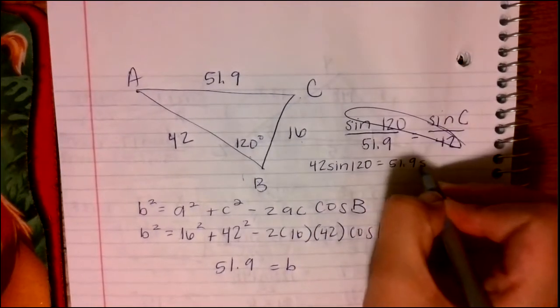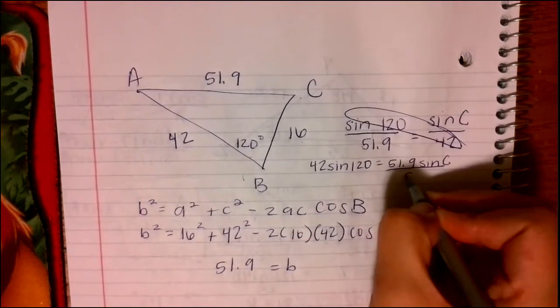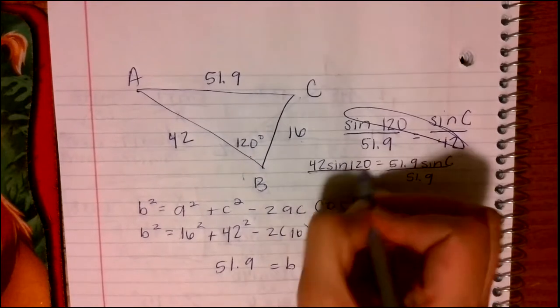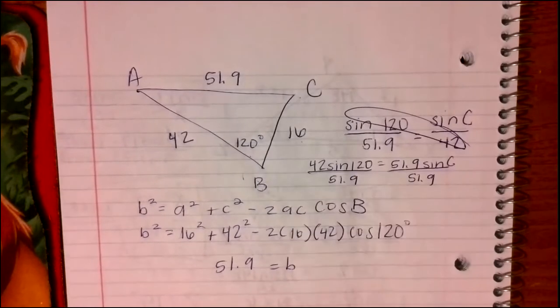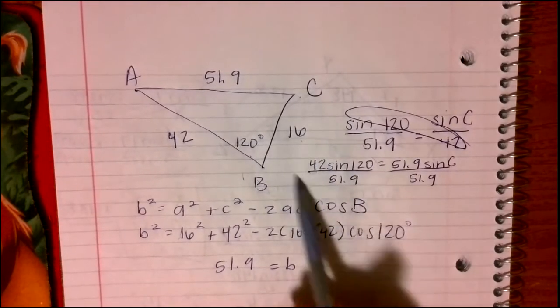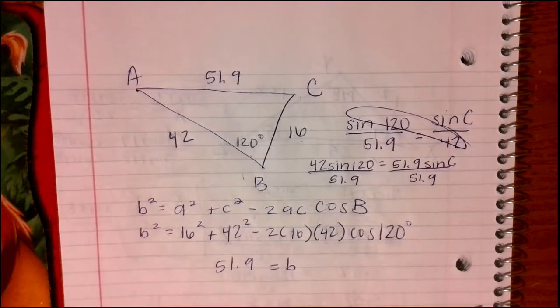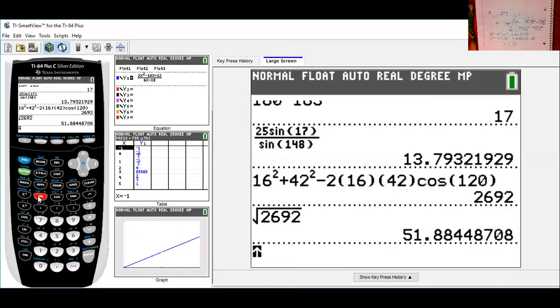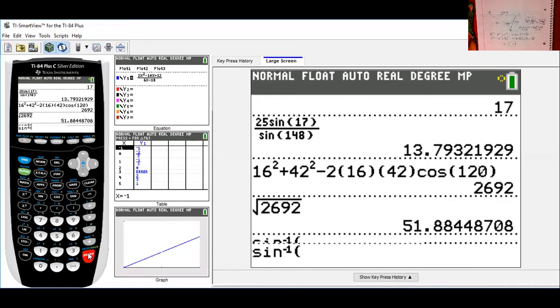And divide. And then again, I am solving for an angle, so I will be doing inverse sine of all of this. So I'm going to go ahead and just do inverse sine. You do inverse anytime you're solving for an angle. And then I'm going to type in that whole ratio. But you could type in the fraction first and use the decimal like we did last time.